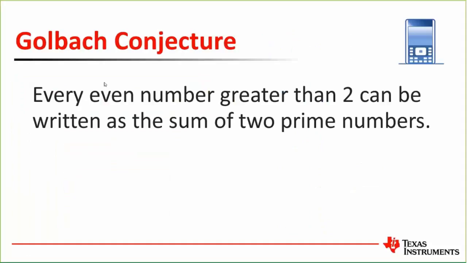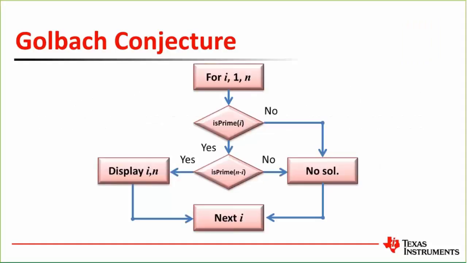So the conjecture basically said every even number greater than 2 can be written as a sum of 2 primes. The original conjecture was that every even number including 2, but 1 was considered prime at the time. So there's a really cool command on the calculator that basically says, is this thing prime, yes or no? So it's a really simple program.